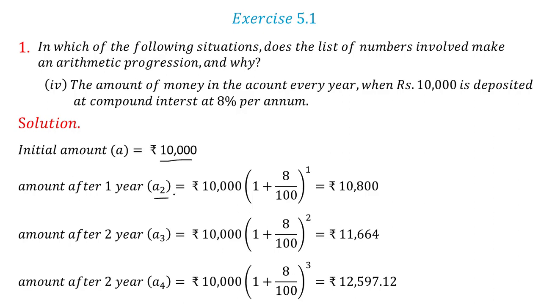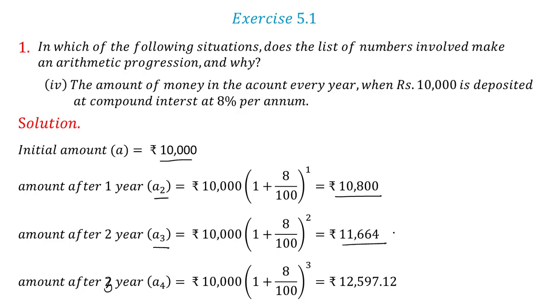Then after 1 year I use a formula and I get 10,800. Then 1 year later, that is after 2 years, the same amount becomes 11,664. After 3 years, it will be 12,597.12. Now see the difference. Are you getting the common difference? Here the difference is 800.